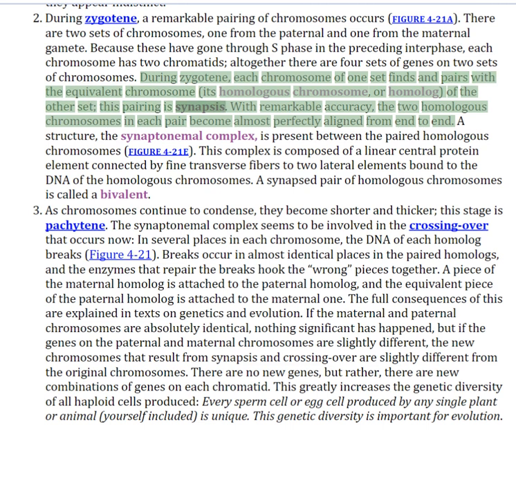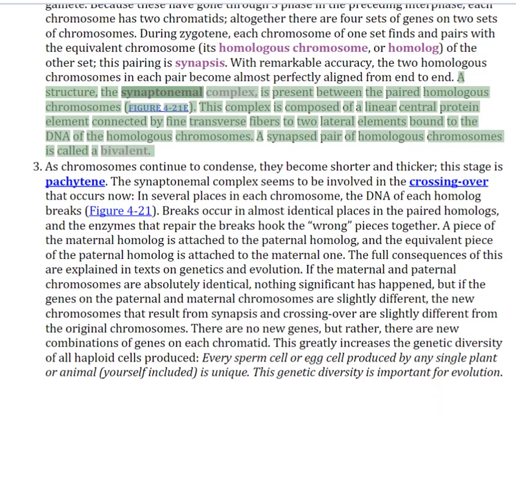This pairing is synapsis. With remarkable accuracy, the 2 homologous chromosomes in each pair become almost perfectly aligned from end to end. A structure, the synaptonemal complex, is present between the paired homologous chromosomes. This complex is composed of a linear central protein element connected by fine transverse fibers to 2 lateral elements bound to the DNA of the homologous chromosomes. A synapsed pair of homologous chromosomes is called a bivalent.